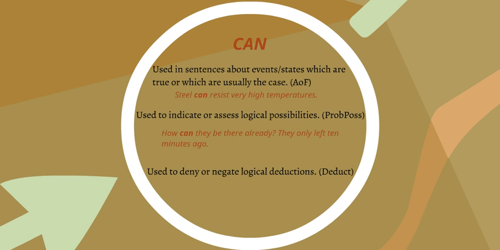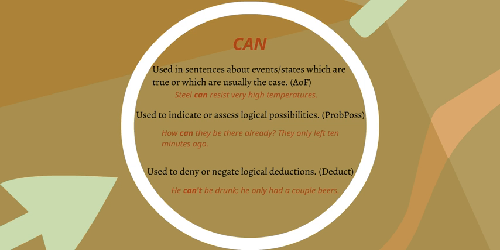To deny or negate logical deductions. This is very interesting. This can't is used as the negative form of must. Must is most often used for logical deductions. Something like a detective might use. But when we're negating that logical deduction, we can only use can. He can't be drunk. He only had a couple of beers.